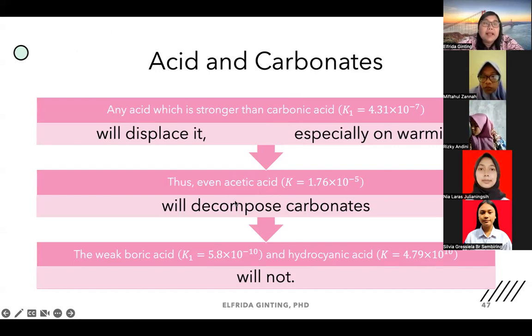So acetic acid can decompose carbonate, but boric acid or hydrocyanic acid will not decompose carbonate. So it should be acids that are stronger than carbonic acid. All these are considered as weak acids, right? But the strongest compared to all the weak acids is acetic acid, because you can see the K is 1.76 times 10 to the negative 5.